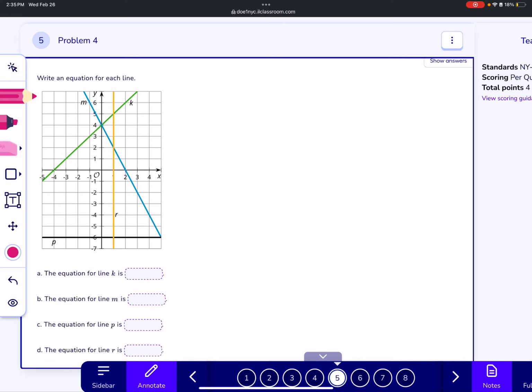Problem number 4. Write an equation for each line. First, we are going to write the general equation for a line. And we know it as y equals mx plus b, where m is your slope and b is your y-intercept.